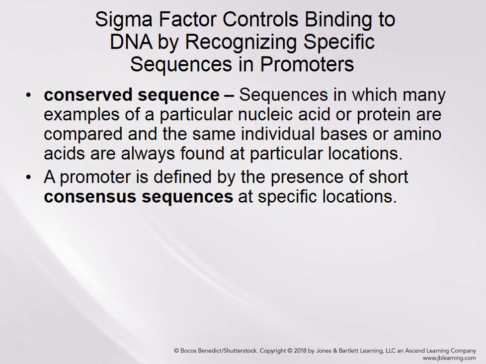The sigma factor controls the binding of the RNA polymerase to the promoter with the help of conserved sequences. These are sequences which have a particular nucleic acid typically present at a particular location. A promoter is defined by the presence of shorter consensus sequences. One of the most commonly known promoters usually starts with a purine and is called the TATA box. It's at -10, which means it's upstream of our start site. That's why we call it the -10 position, and it's TATAAT.